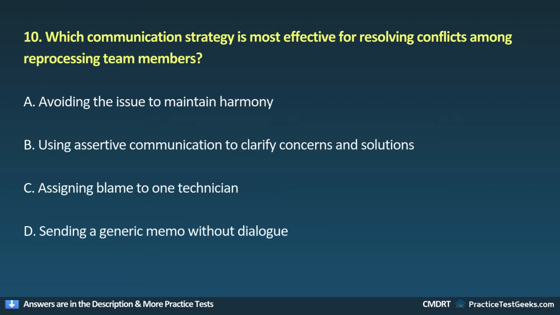10. Which communication strategy is most effective for resolving conflicts among reprocessing team members? A. Avoiding the issue to maintain harmony. B. Using assertive communication to clarify concerns and solutions. C. Assigning blame to one technician. D. Sending a generic memo without dialogue.